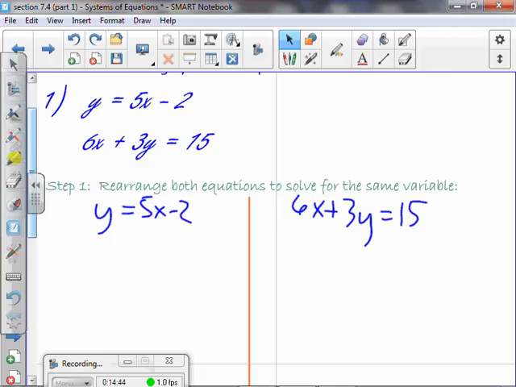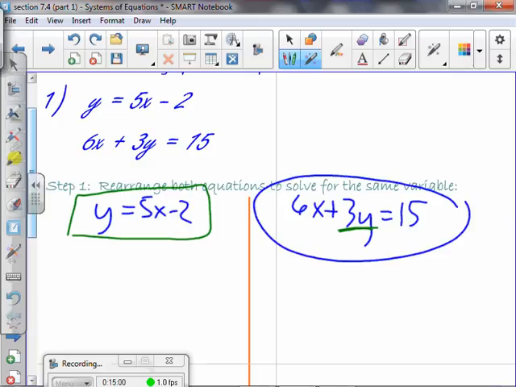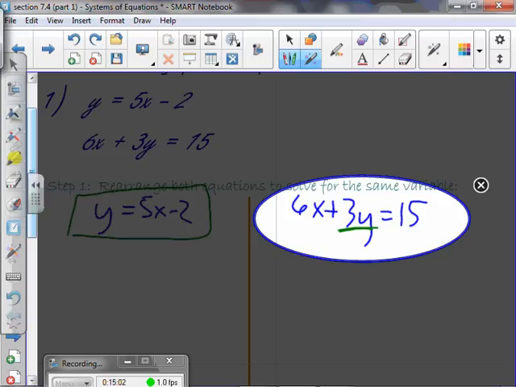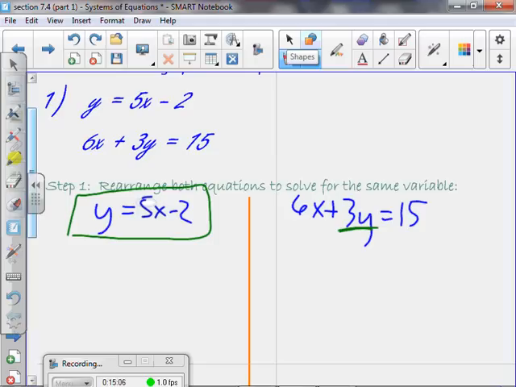And what's going to happen is this one's already done. y is already by itself. So I know over here, I'm definitely solving for y, because that means I only have to rearrange this equation here and not both of them, because the other one, you already have y by itself. Yay! Okay, so to get y by itself, I first need to get everything else away from it.